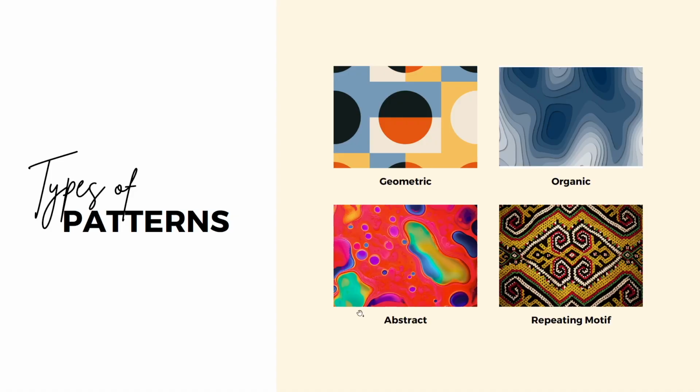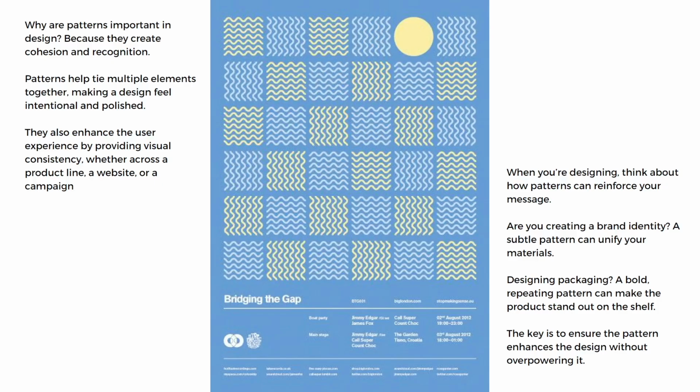Like the others, we have different types. So we have geometric patterns, organic patterns, abstract patterns, and the repeating motif, which you might have learned about if you took history courses. All of these are effective devices for patterns and pattern making in design. And why are they important? Well, they're going to help us create recognition and cohesion. Patterns are going to help tie multiple elements together, and it's going to make the design feel more intentional, more polished.